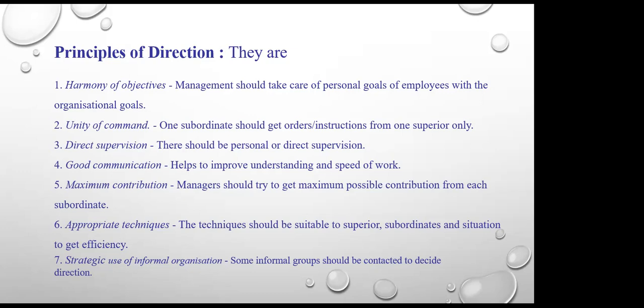And then unity of command. Unity of command in the sense, one subordinate should get orders or instructions from one superior only. For example, for Sitaram, there are 3 or 4 managers. From 3 or 4 managers, he will get 3 or 4 decisions, directions, instructions. Then Sitaram will get confused. Instead, Sitaram has only one supervisor or one manager. He is the only one directing. Either it may be bad or good, but he will not have any confusion. That is unity of command.